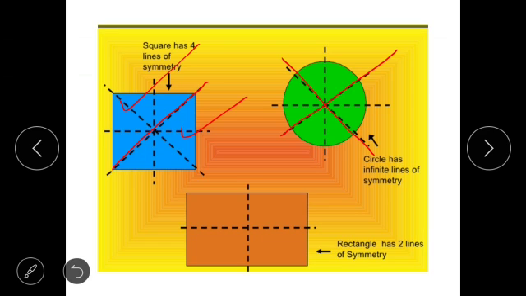Also, a rectangle has two lines of symmetry. It is self-understood from the figure. One line of symmetry is horizontal and the second is vertical.